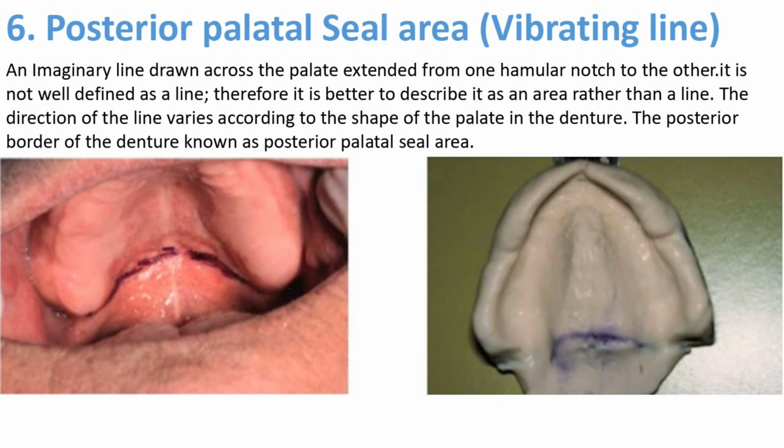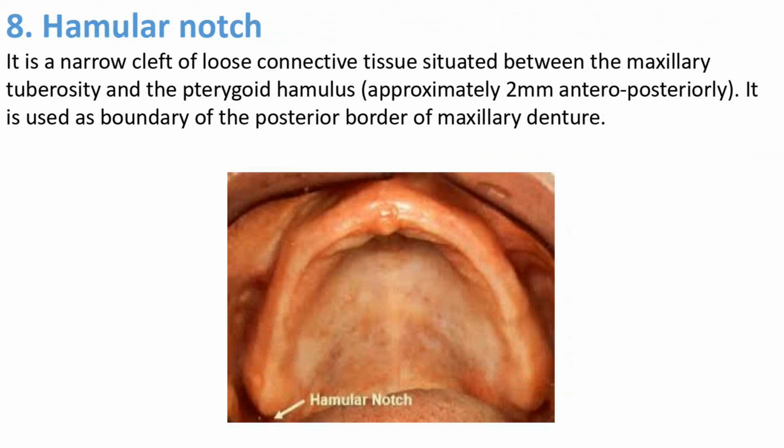5. Fovea palatini. These are two indentations on each side of the midline formed by a coalescence of several mucous gland ducts. They act as a guide in the location of the vibrating line of the posterior border of the denture. 6. Posterior palatal seal area, vibrating line. An imaginary line drawn across the palate extending from one hamular notch to the other. It is not well defined as a line, therefore it is better to describe it as an area rather than a line. The direction of the line varies according to the shape of the palate. The posterior border of the denture is known as the posterior palatal seal area.